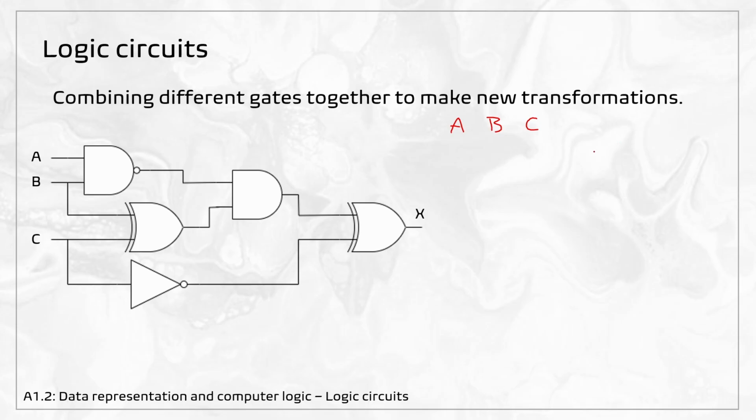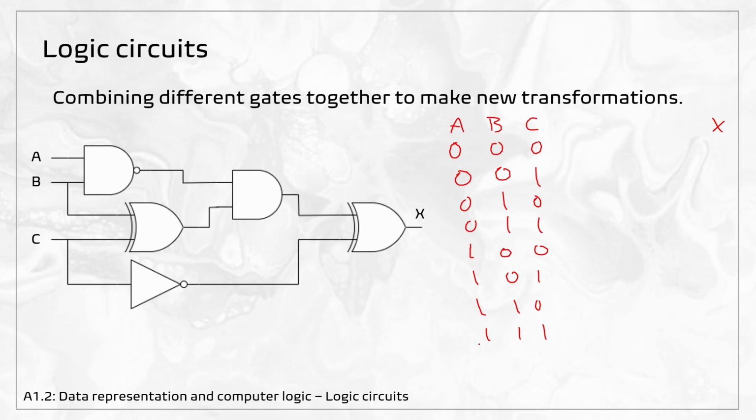So what are the different input combinations here? Well, we can have 0 0 0, 0 0 1, 0 1 0, 0 1 1, 1 0 0, 1 0 1, 1 1 0, and 1 1 1. And now we need to find the output X for each of these different combinations.